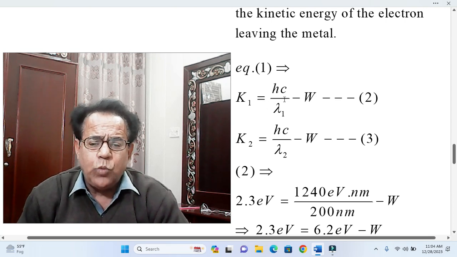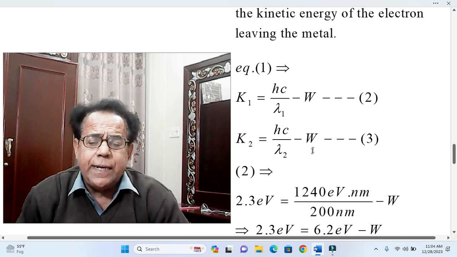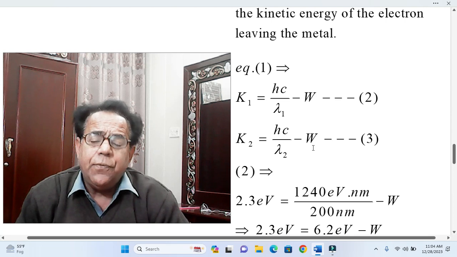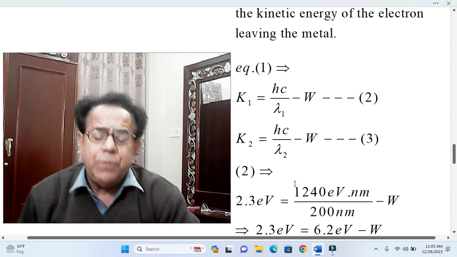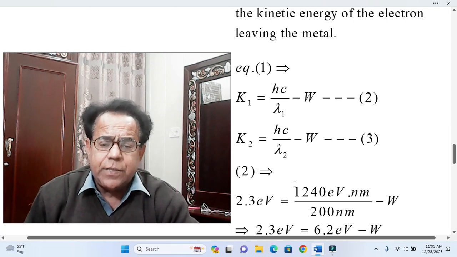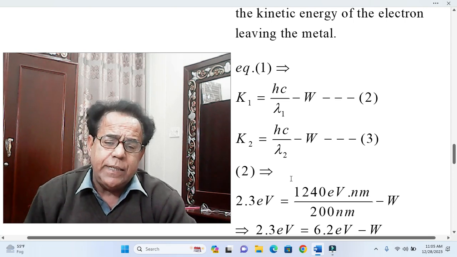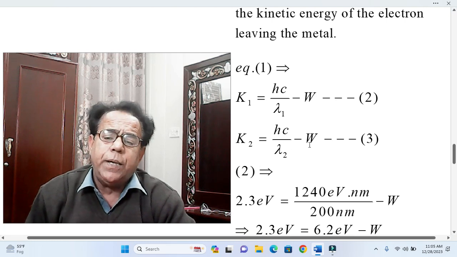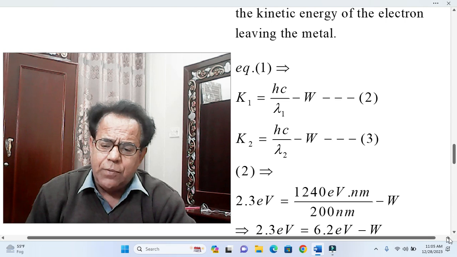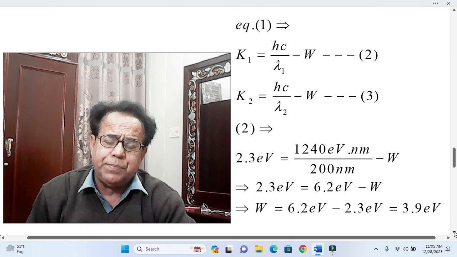Here K1 equal to hc over lambda 1 minus W. Here we have not used W1 and W2 in equation number 3, because the work function is the same in all cases. Two sets have been provided, but it does not mean that the work function will also have two values. The work function will have only one value, which is also provided in the tables. Similarly, K2 equal to hc over lambda 2 minus W. So we have done nothing; we have just reshaped equation number 1 into two further shapes according to the nature of the problem.